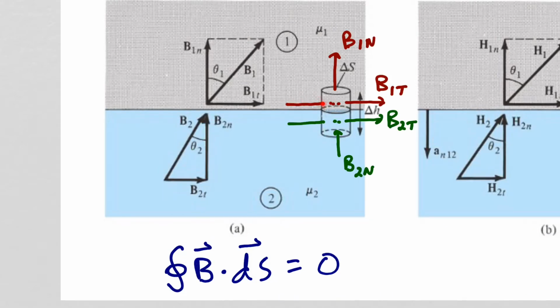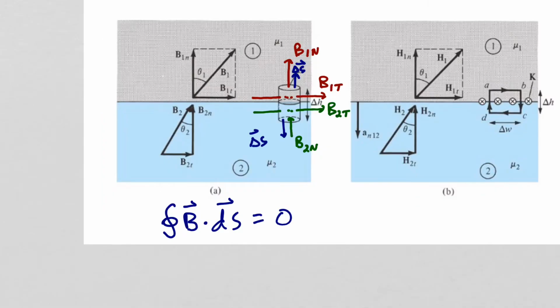The tangential components go in and come out, so the integral of B dot dS around the sides of our cylinder will be 0. On the top surface, B sub 1 normal is in the same direction as the outward normal, so the integral of B dot dS around the top surface is going to be B sub 1 normal times delta S.